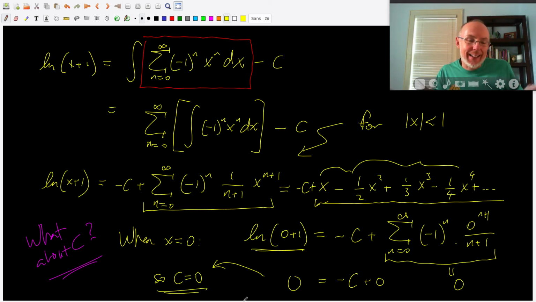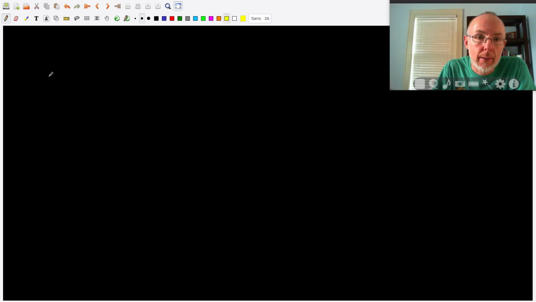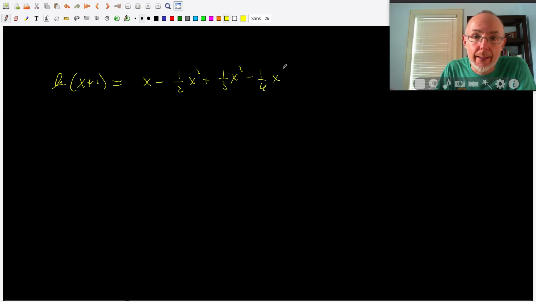I could use any value of x here. Using x equals 0 lets me actually see what the value is going to be. It's a really good one to choose because it makes all these terms disappear, right? It makes all of those terms disappear, and so I don't have to worry about adding an infinite sum and finding out what the value is. And so putting all of that together, we've found that the natural log of x plus 1 is equal to, what was it, x minus a half x squared plus a third x cubed minus a quarter x to the 4.